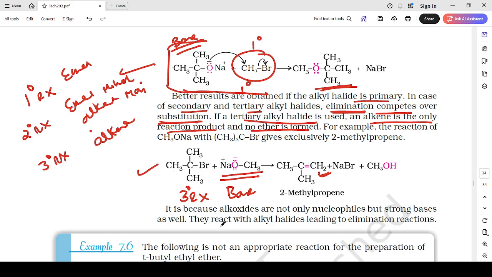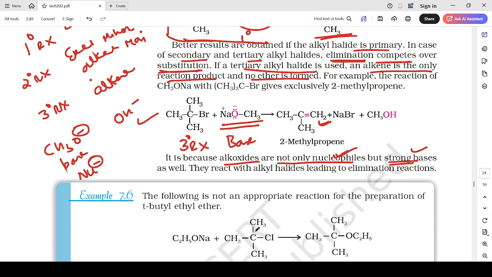It is because the alkoxides are not only nucleophiles. Because, ma'am, I see this is CH3O minus. When you compare with OH minus, it is a base also. Even it can act as a nucleophile also. Both the things are possible. They are not only nucleophiles but also stronger bases. So depending upon your reactant only, they will decide whether I act as a base or I act as a nucleophile. Clear na?